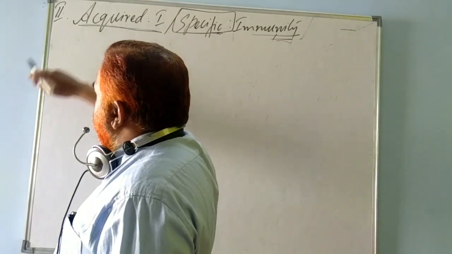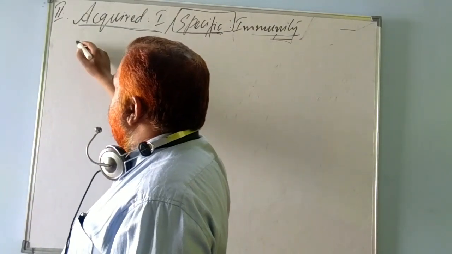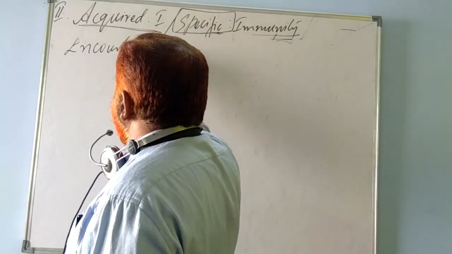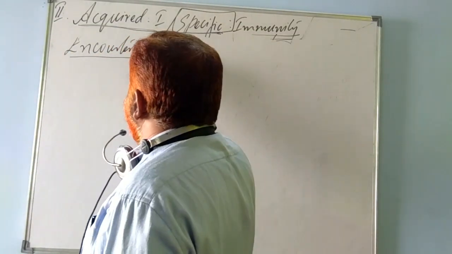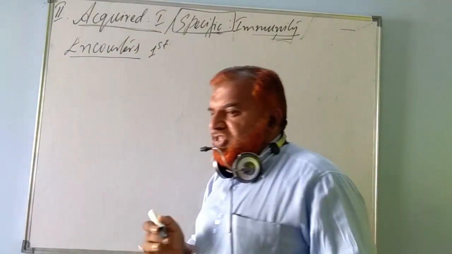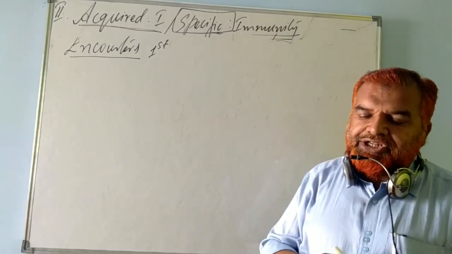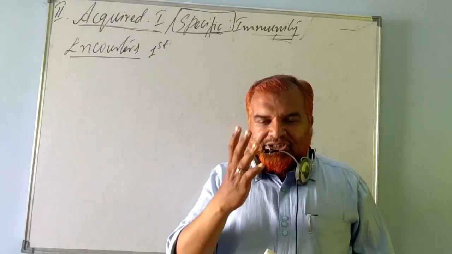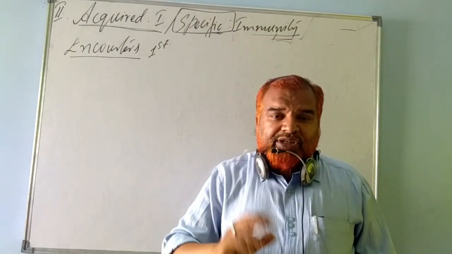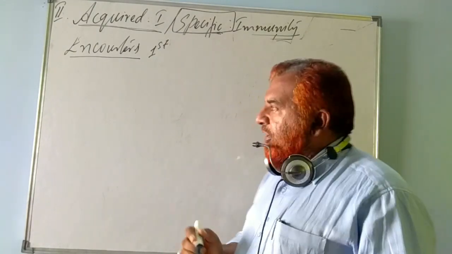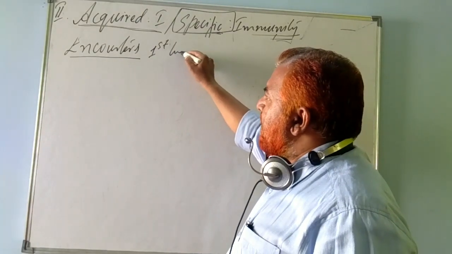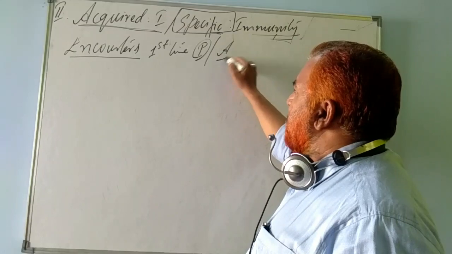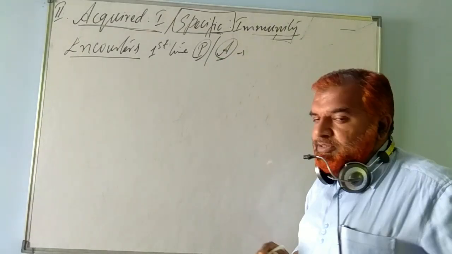For example, now I told you, whenever the person encounters, what do I mean by encounters? When he comes across, for the very first time, in a child, any foreign particle enters, for example a bacteria. For the first time this bacteria is entering into the patient's body, that pathogen or antigen entering into one's body.